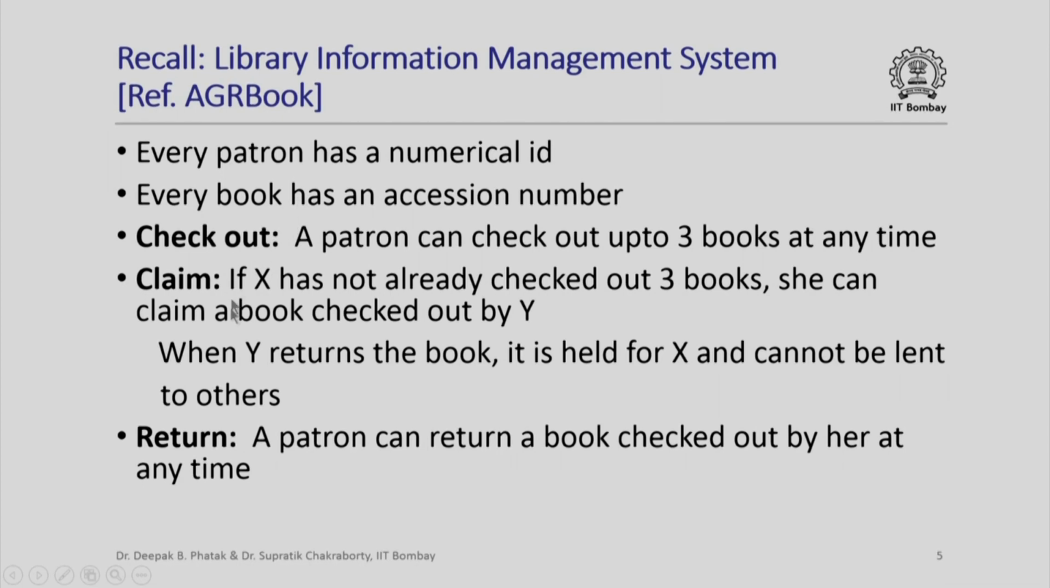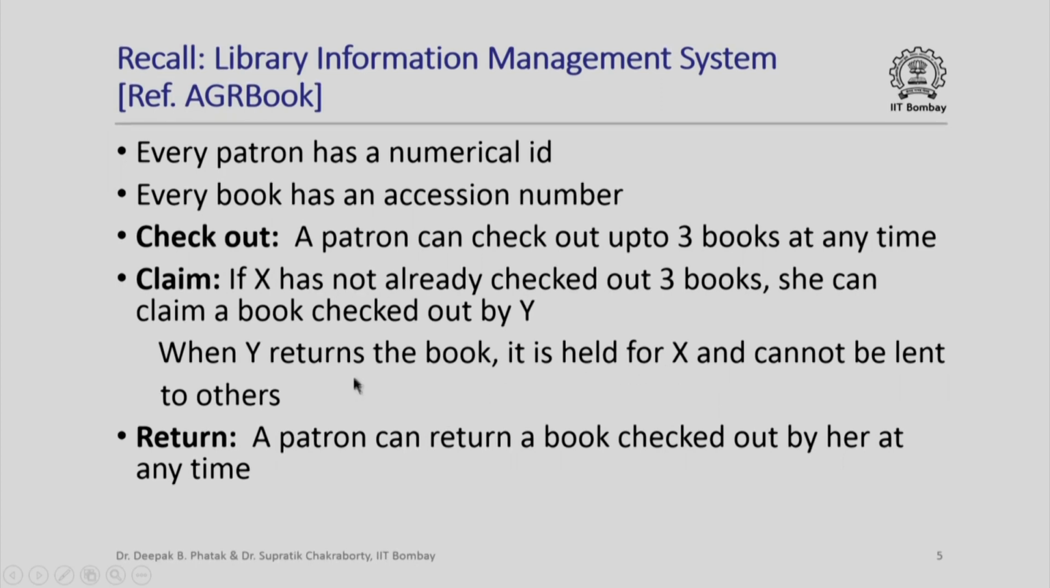And there are three kinds of operations that we have discussed. One is the checkout operation, in which a patron checks out a particular book, and let us say that we are going to allow a patron to check out up to 3 books at any time. Then there is the claim operation, and this operation is as follows: if patron X has not already checked out 3 books, then she can claim a book that is checked out by some other patron Y, and what this means is that when patron Y returns the book, it is going to be held for patron X and will not be lent to others.